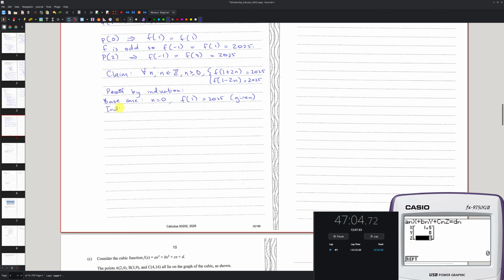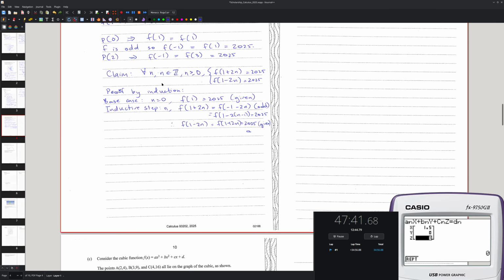Inductive step: we have to go from the big to the small. So f of 1 plus 2n is equal to f of negative 1 minus 2n, odd, which is equal to f of 1 minus 2n minus 1 equals 2025. Therefore, f of 1 minus 2n equals f of 1 plus 2n equals 2025, given.